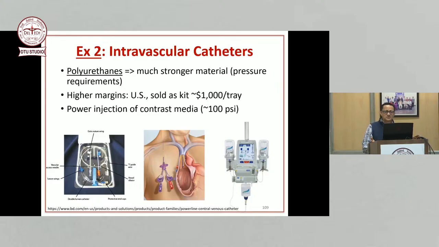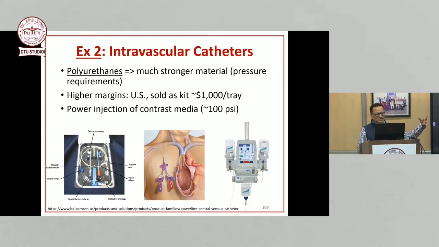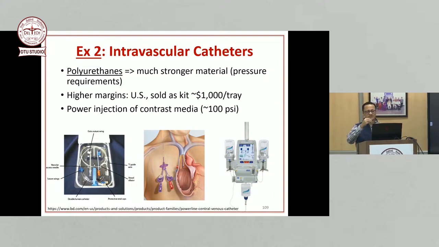So intravascular catheters, you are putting them in the bloodstream, they are much stronger material, higher margins, more expensive, $1,000 a tray because it comes as different parts. Again, infection can be a problem, and clotting can be a problem now because it's going in the bloodstream.